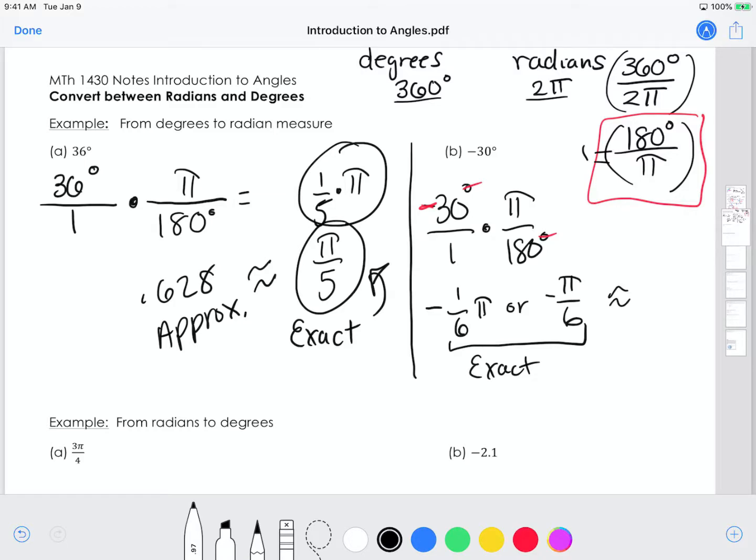If I want to give an approximate value, I'd have to use the pi button on my calculator, which is above my division sign. So I would hit the second button to access the pi, and then divide by 6, and that would give me an approximate, if we round to 3 places again, negative 0.524, rounding to 3 places again.